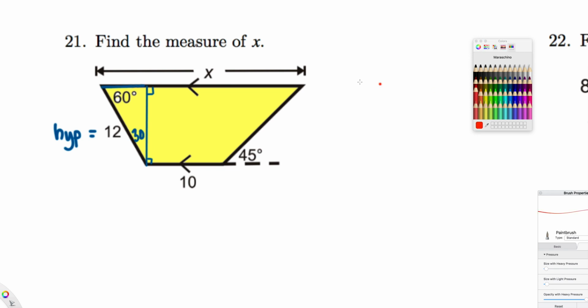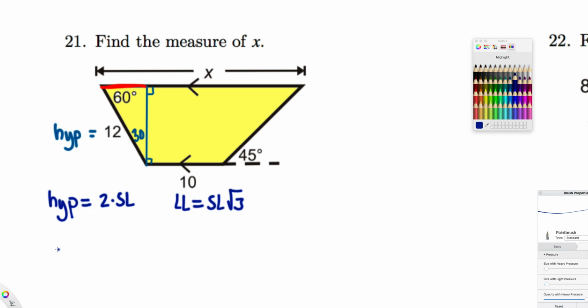Let's do it in red. This segment right here would be the short leg, so we can find this piece that gives us part of x. What is the equation that we need to use? Hypotenuse equals 2 times the short leg. That's one equation. And the other one is long leg equals short leg root 3. Those are our equations for 30, 60, 90.